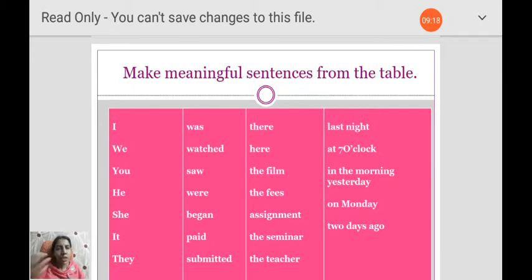Subject: other than this you can write anything as subject, but here these are personal pronouns, that's why we are using them. And then here are the verbs, the second column. So in the second column, what type of verb is used? Try to identify them.